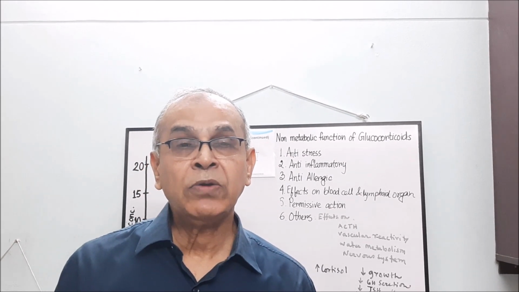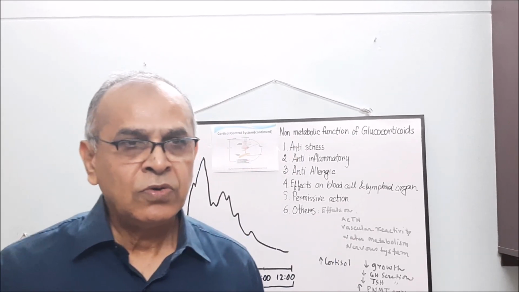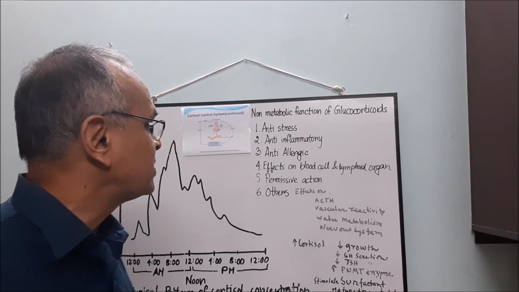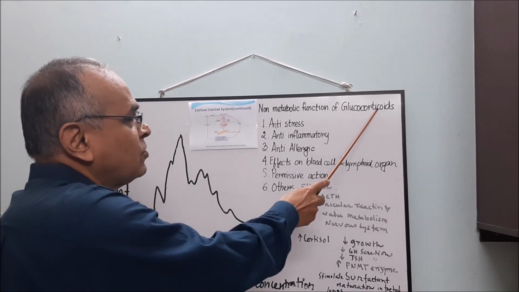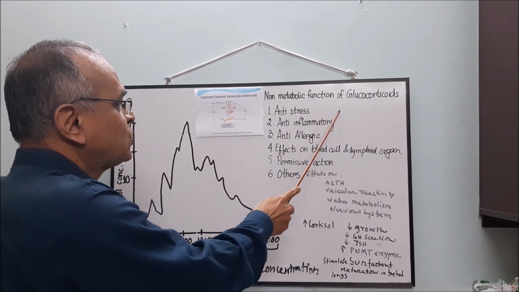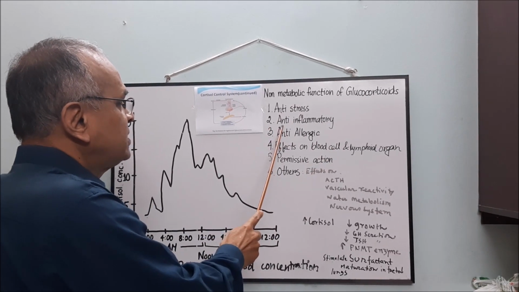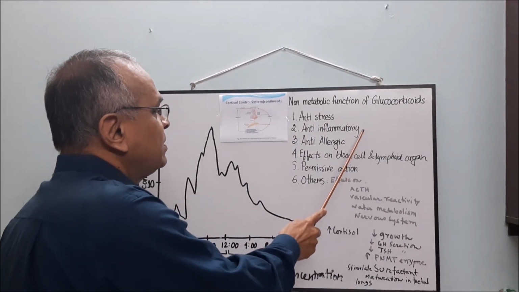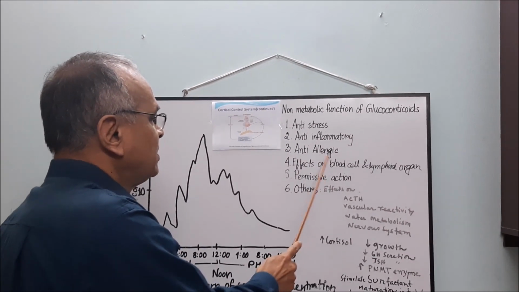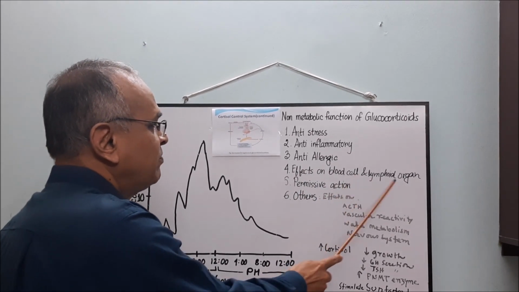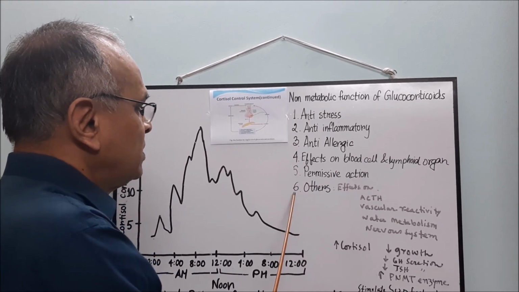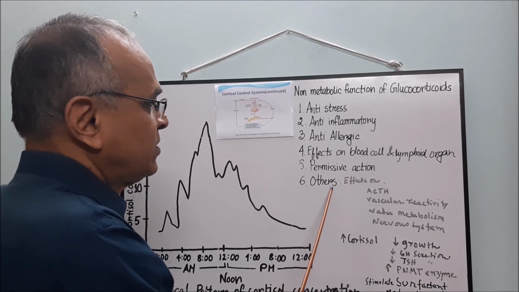Now come to the non-metabolic function. Now you know what are the non-metabolic functions. These are the headlines of non-metabolic function. You see non-metabolic function of glucocorticoids. One is anti-stress or resistance to stress or prevent the stress. Another is anti-inflammatory, prevent the inflammation. Another is anti-allergic, effects on blood cells and lymphoid organs. Number 5 is permissive action. 6 is others. I'll discuss later on this.